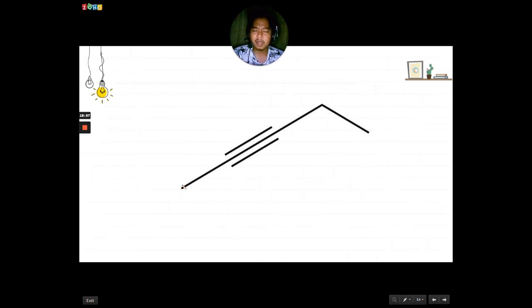Pwedeng ganito ka magsimula. Pwede mong bilugan kung it helps you. 1, 2, 3, 4, 5. So, again, this triple bond indicates that there are 2 carbons here. So, 5, that's pent. And it's an alkyne, so that's pentyne. 1, 2, 1, 2, 3. So, dito, 2-pentyne.